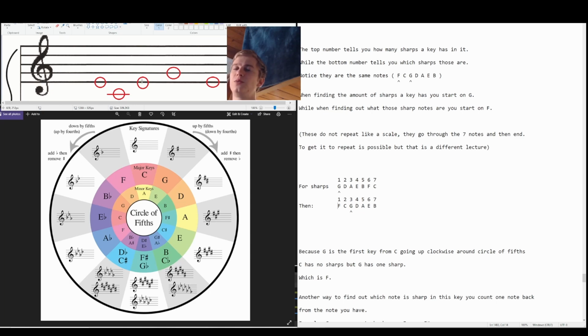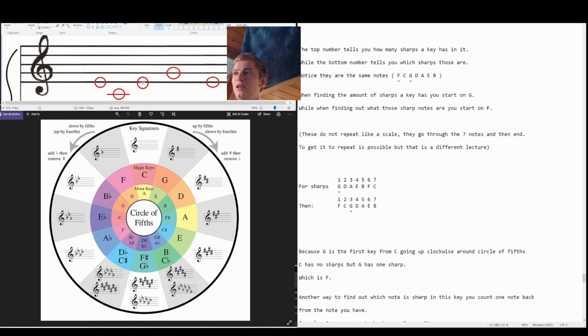So first, when we're looking at keys, we need to figure out how many sharps are going to be in that key. Then after that, we figure out which notes those sharps are. So first, we take this phrase and we start on the G. Starting on the G allows us to progress in an order that tells us how many sharps we have in the key we're working in. So let's look at what we say.